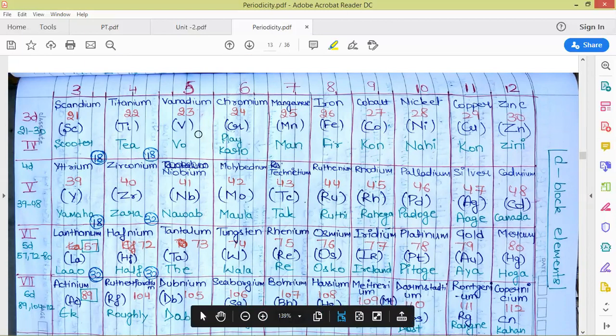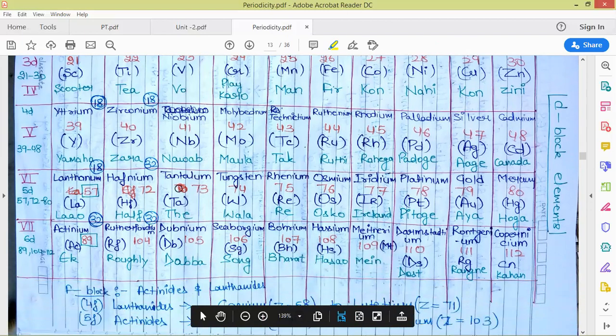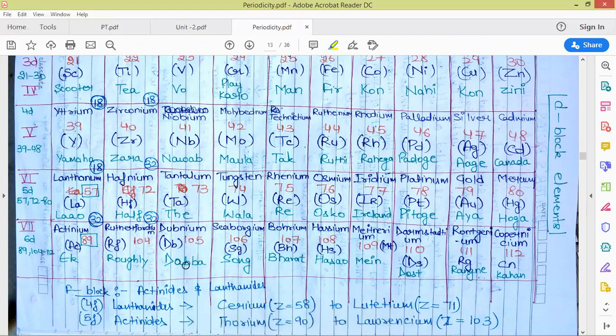Next group is fifth group, which starts with vanadium and ends with dubnium. So vanadium, niobium, tantalum and dubnium. So the mnemonics is wo nawab the dabba. Here dabba stands for dubnium. Here we have based this mnemonics on a slang that we use dabba for a person who is dumb. So we can also say wo nawab the dumb. DB for dumb. Wo nawab the dumb. Vanadium, niobium, tantalum and dubnium.